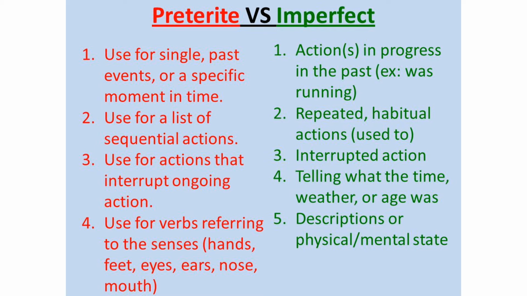4, used for verbs referring to the senses. Normally when we feel something, we're referring to a specific instance of, oh, I felt the counter was dirty. That's referring to a specific time of my hand on the counter feeling it. Or I saw somebody at the store. We're referring to a specific moment when I saw them. We're not going to say that I was seeing somebody at the store continually, unless you're like stalking them, right? So not going to be used very often.